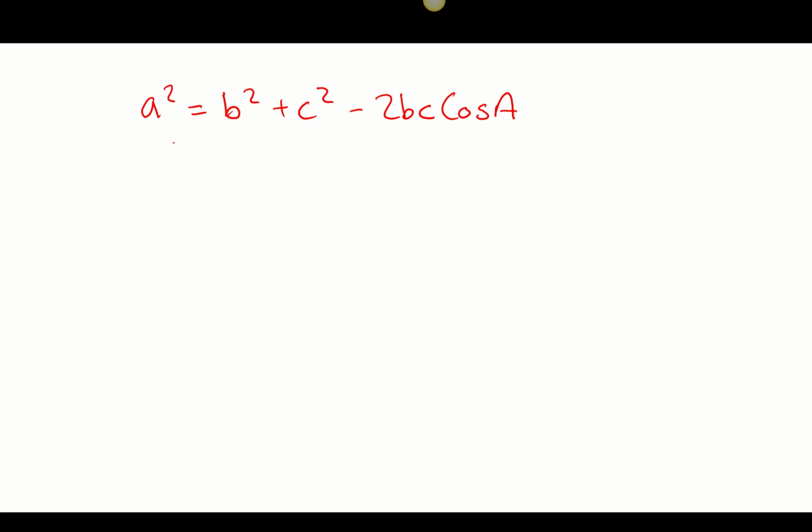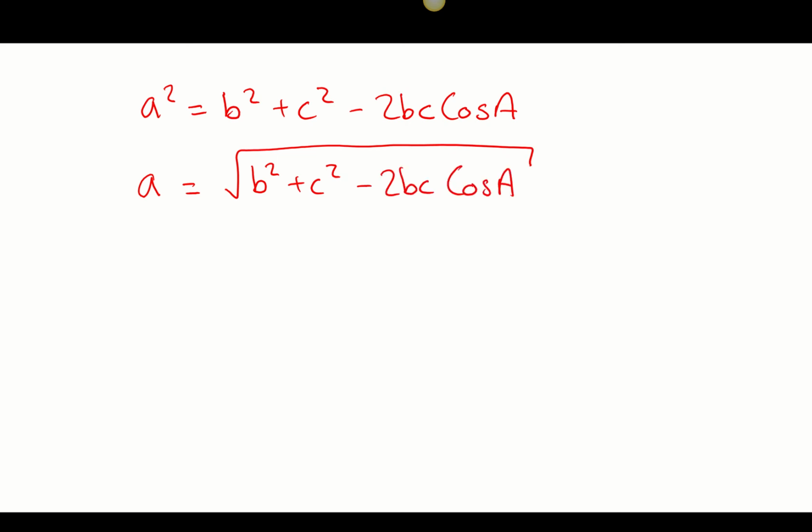So you can get that new formula through manipulation. Using your standard rules of manipulation, ultimately you can find A would be the square root of B squared plus C squared minus 2BC cosine of A. So the cosine rule is not only brilliant for finding the angle when you're given all three sides, you can also find another side if you're given the two sides and an angle.